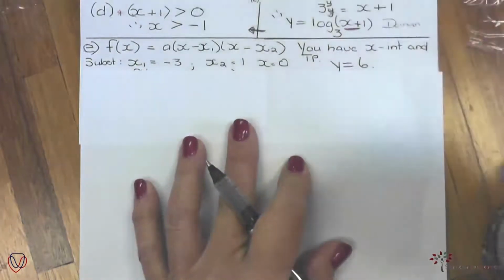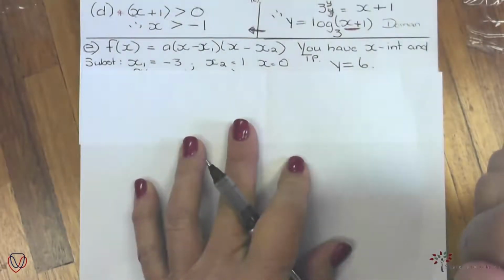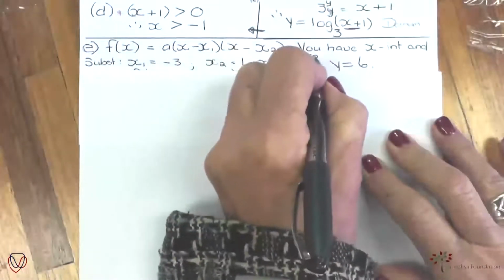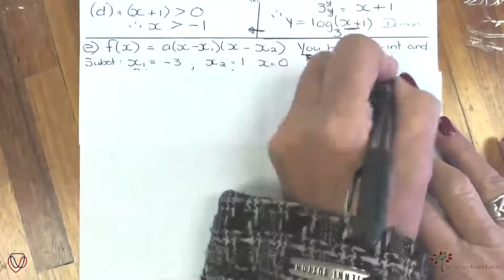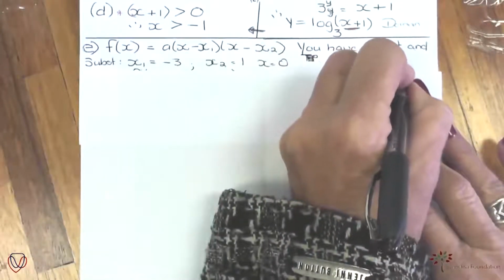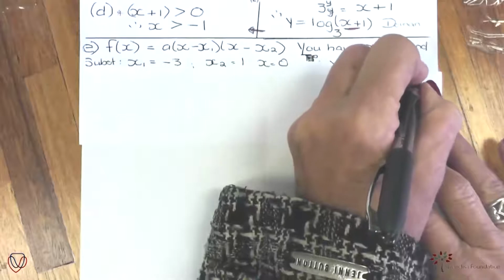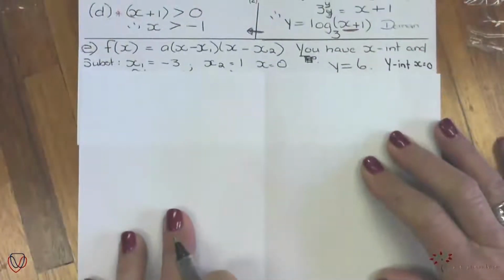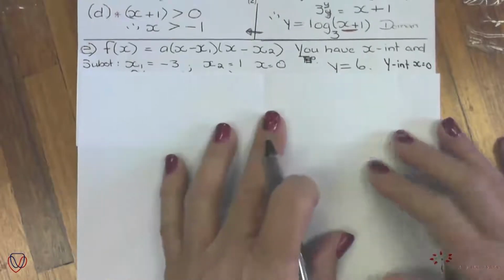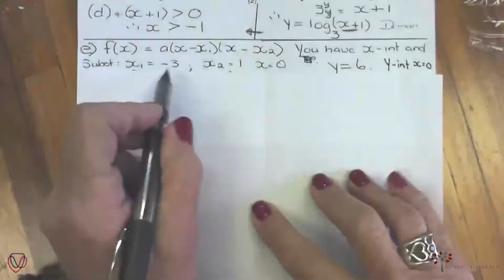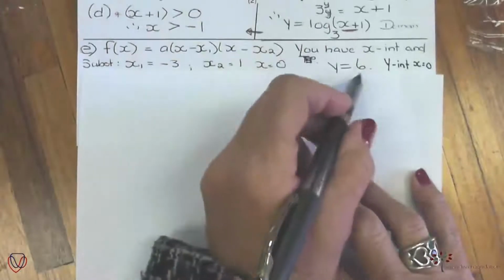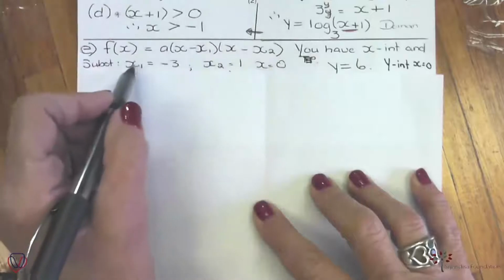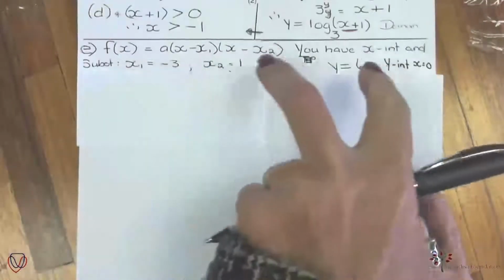Why do I say you have that one? It's not the turning point, people. It is the y-intercept. Can you see that? And therefore, x is 0 over there. Have you got that? Right. So, we've got the x-intercepts, and we've got x is 0, y is 6, x2 is 1, those are your x-intercepts. That's the other point on the graph.